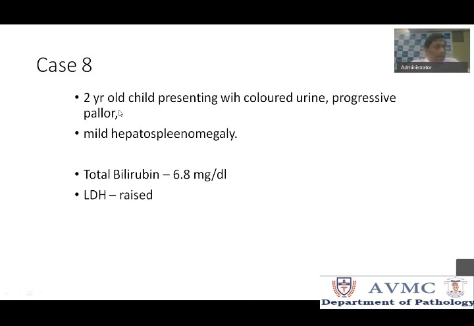This is a 2-year-old child presenting with colored urine. See, now this colored urine will give you an idea. This particular patient has colored urine, progressive pallor, hepatosplenomegaly. This patient has intravascular hemolysis because he's passing colored urine. Red color urine is always intravascular. Hemolytic anemia with red color urine, as I discussed, should most likely be an intravascular hemolytic anemia. So as we know, bilirubin is raised and LDH is raised.